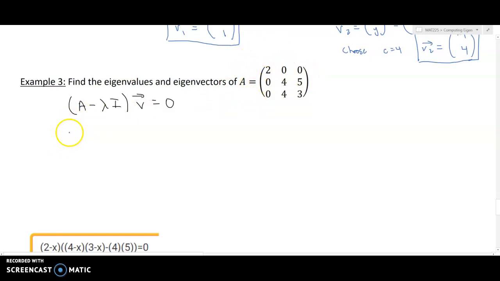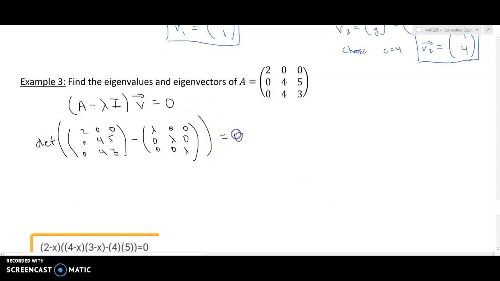So A minus lambda I, and I'm going to go ahead and write this out: A is the matrix 2, 0, 0, 0, 4, 5, 0, 4, 3, minus lambda times I, so that the three-dimensional identity matrix will be 1 along the diagonal, 0 everywhere else. So here I'll have lambda, 0, 0, 0, lambda, 0, and 0, 0, lambda. And that's going to be my A minus lambda I, and once again I want the determinant of that quantity to be equal to 0.